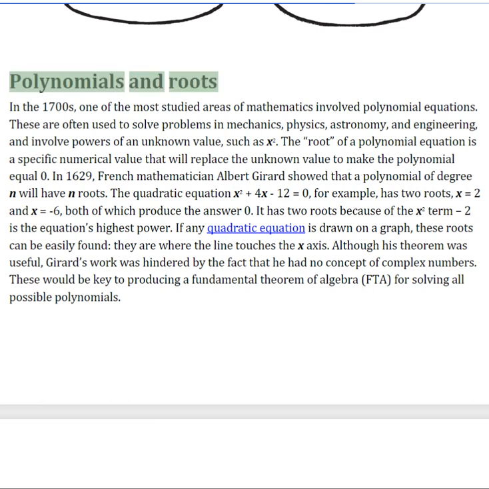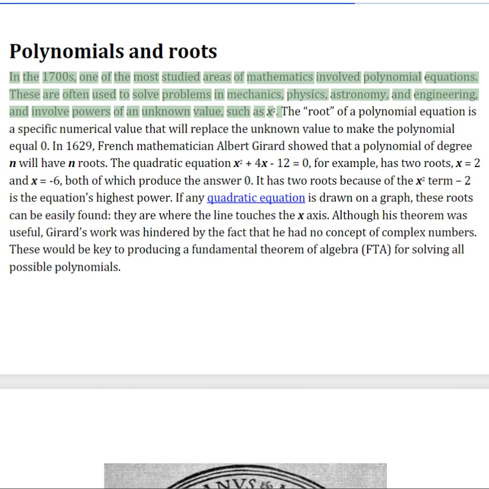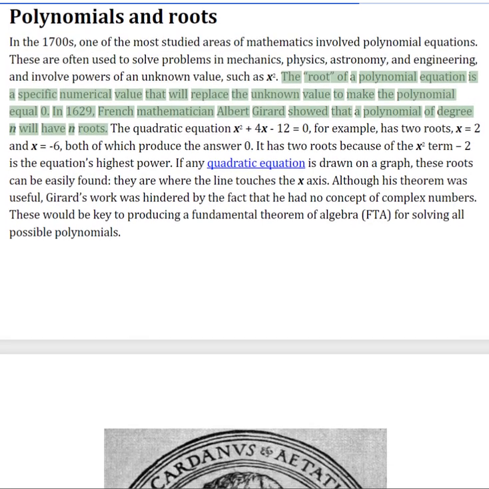Polynomials and roots. In the 1700s, one of the most studied areas of mathematics involved polynomial equations. These are often used to solve problems in mechanics, physics, astronomy, and engineering, and involve powers of an unknown value, such as x. The root of a polynomial equation is a specific numerical value that will replace the unknown value to make the polynomial equal 0.